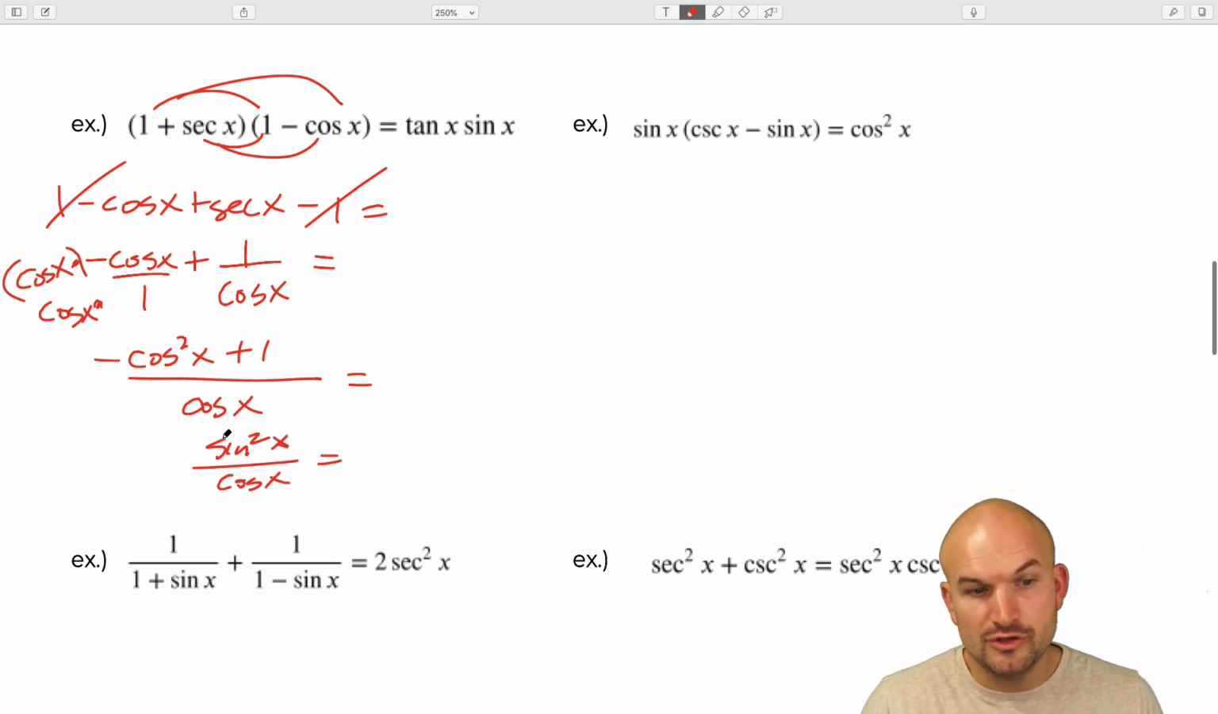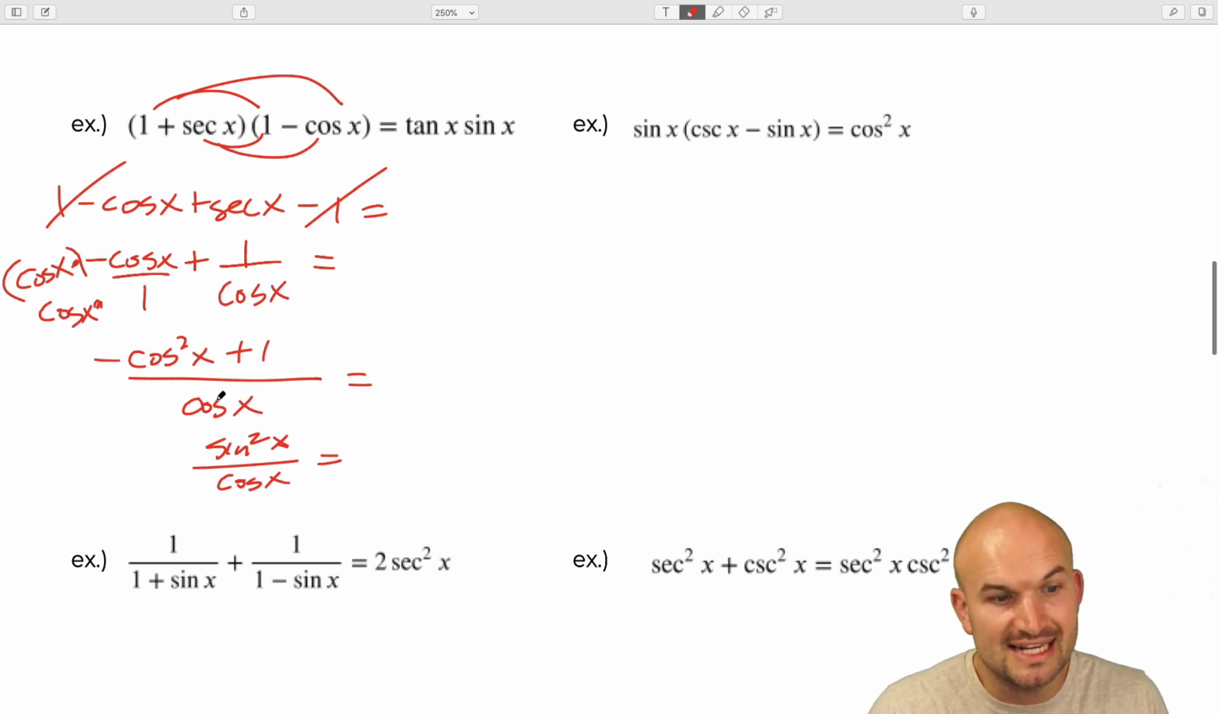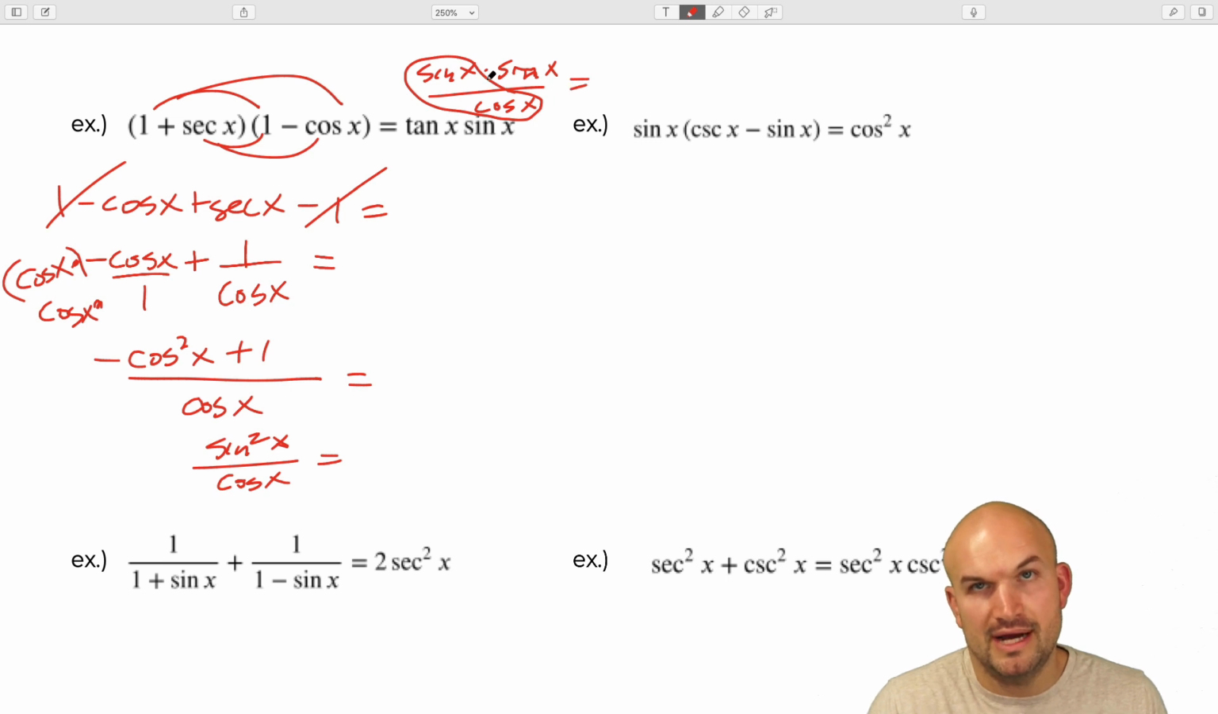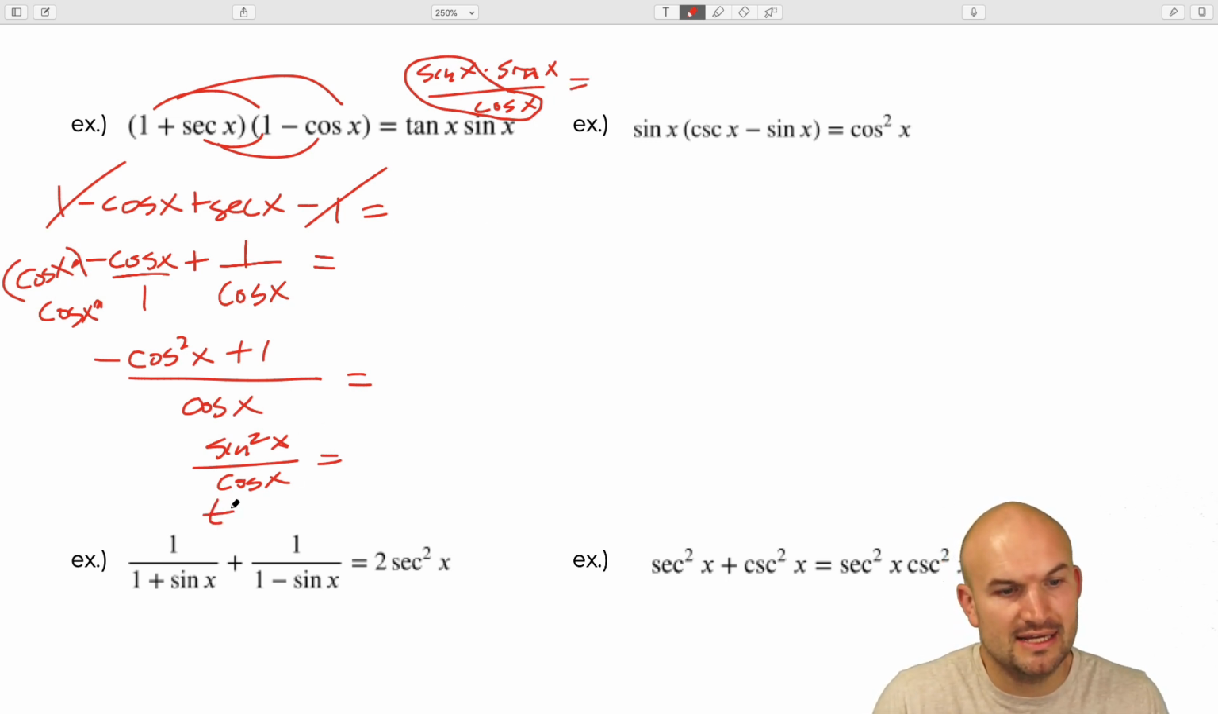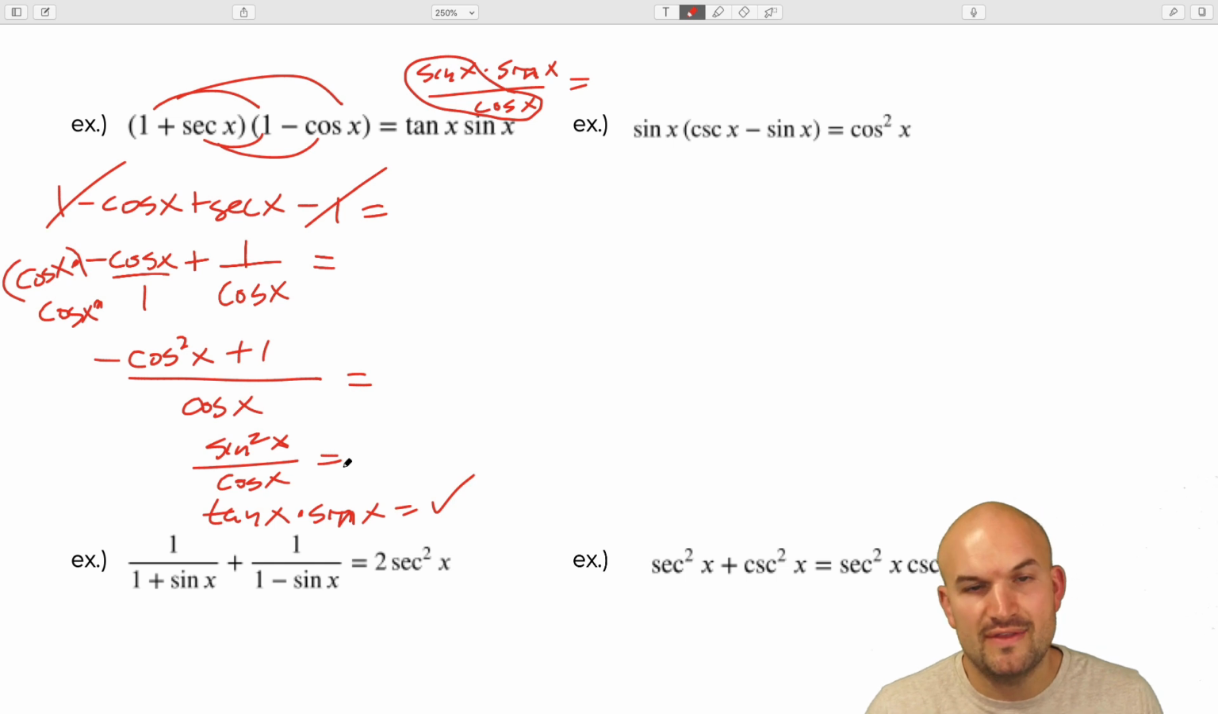Now, you can rewrite this. Remember, the sine squared, we can think of this as a sine of x times a sine of x over a cosine of x, right? So we can group these together, right? So I don't need to write those all together. I can now rewrite this as a tangent of x times the sine of x. And you can see how that got verified.